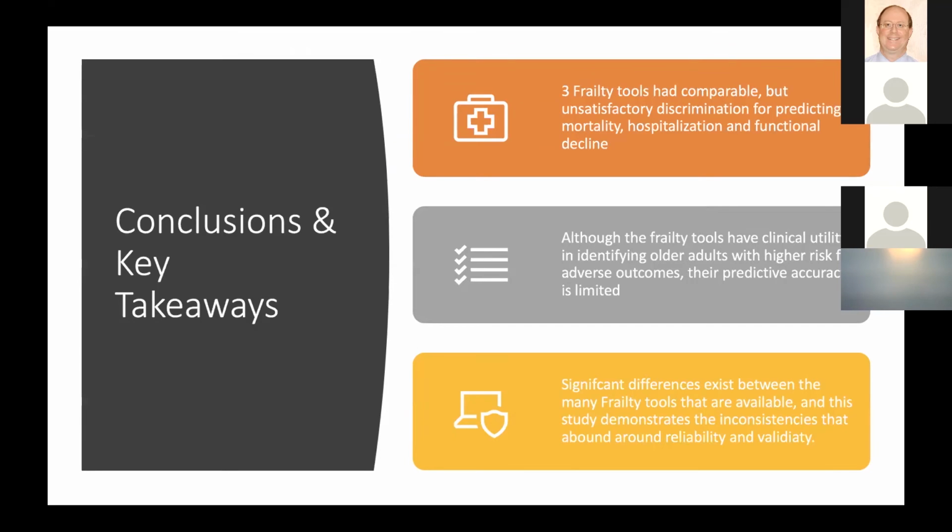way to discriminate which may have been a better predictor, which may have been able to predict mortality, hospitalization, and functional decline better. And even though those frailty tools had clinical utility, it identified older adults with higher risk for adverse outcomes, they found that the predictive accuracy was very limiting. So the key limitation and the significant takeaway from this was that there are those differences that exist between the many frailty tools.